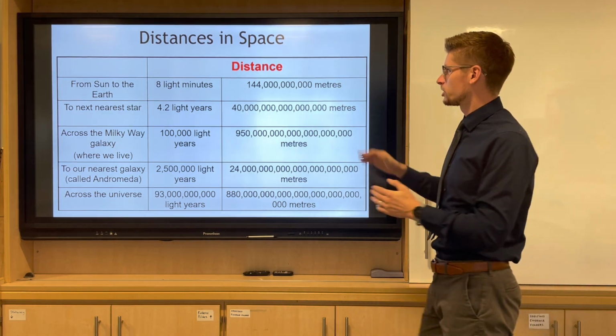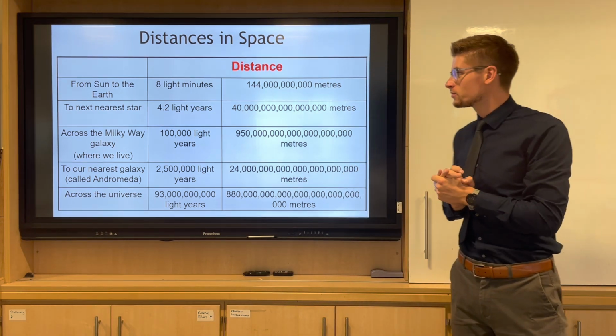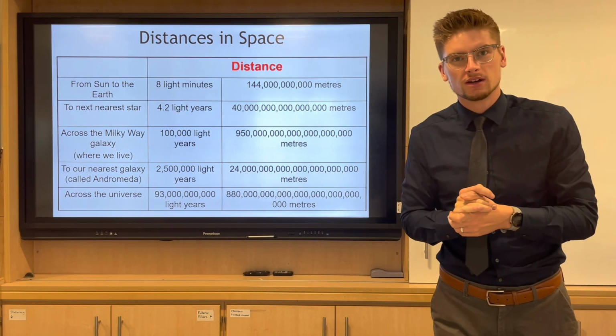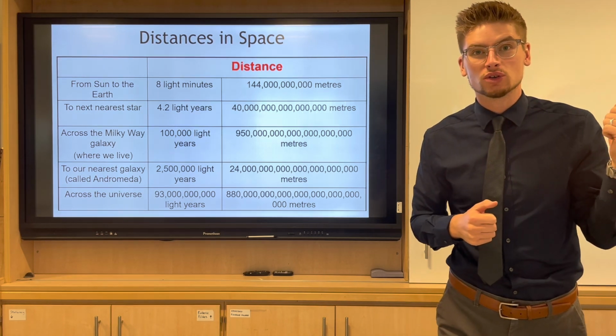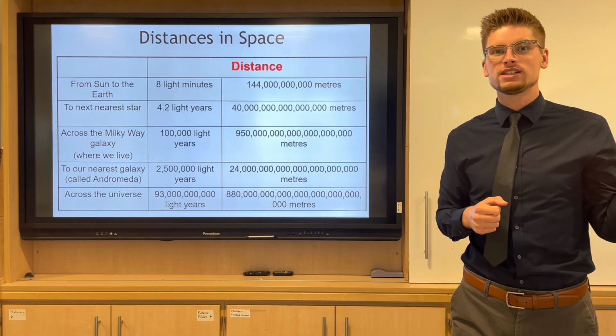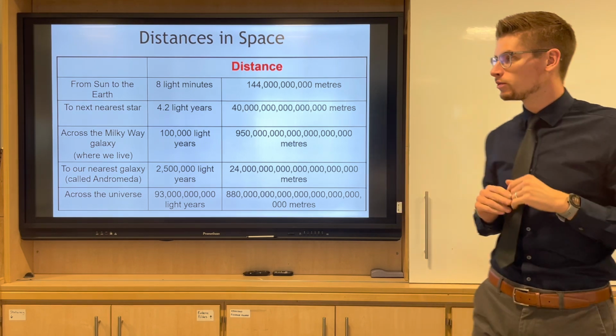Okay? Look, can we look at how big that meter is? The next nearest star is 4.2 light years away. That means that when we look at our next nearest star, we're actually seeing 4 years ago. The light that we saw is from 2017. That's how far away it is, because the light takes time to travel.